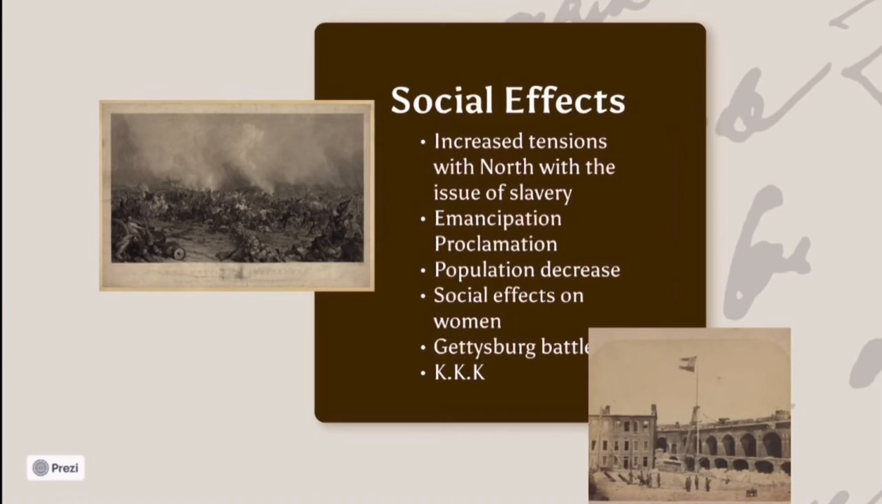The KKK was another major social effect that the Civil War had on Southern society. It was a secret society created by Southern whites to intimidate the white reformers and blacks that were taking over Southern state governments. The formation of the KKK also increased white supremacy in the South.